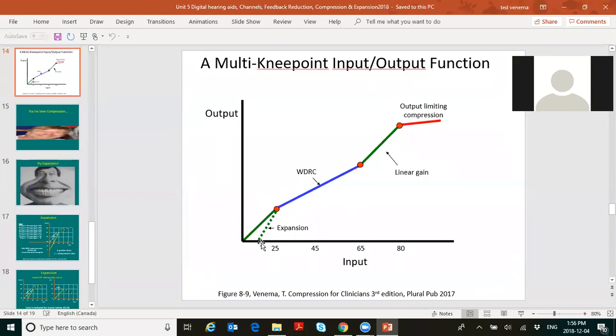And the benefit of expansion is the reduction of amplification for very soft inputs. And the benefit translates into less internal amplified noise becoming audible to the client. And for whom does that bell toll? You want that expansion usually used for people who have good low frequency hearing, because those are the ones who are going to hear that.